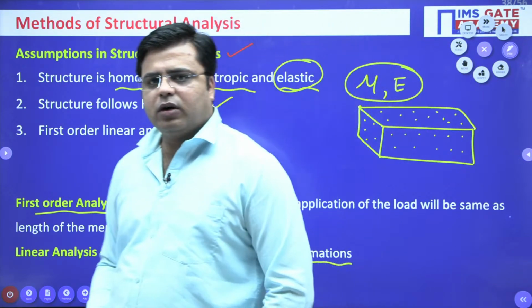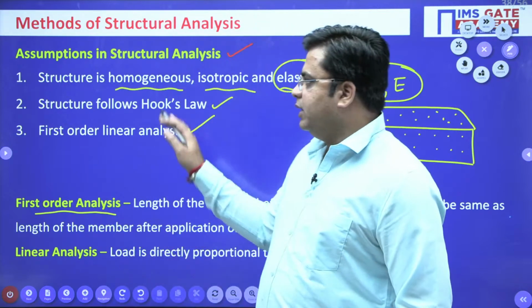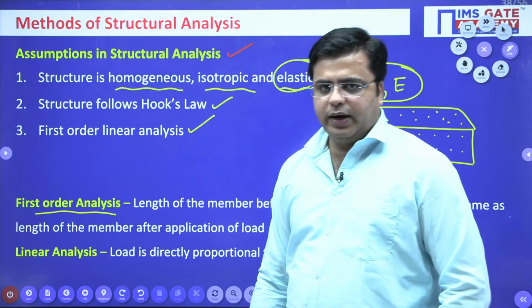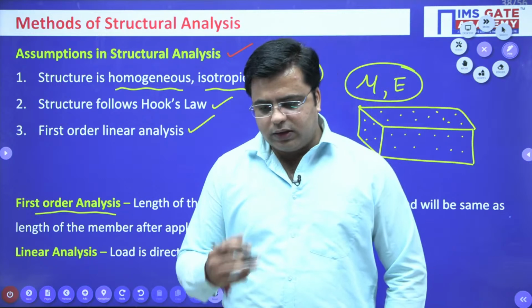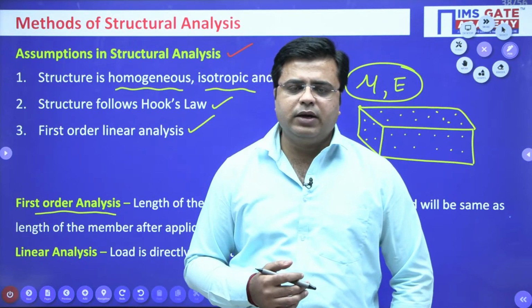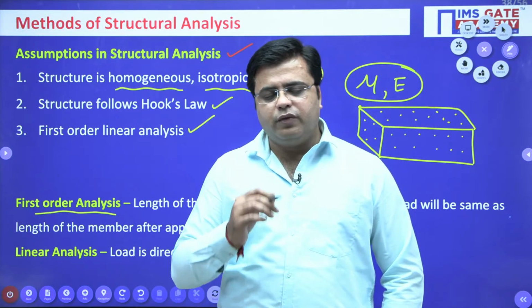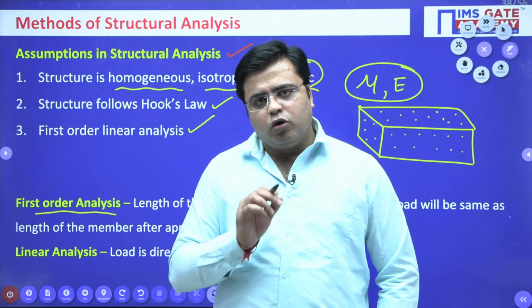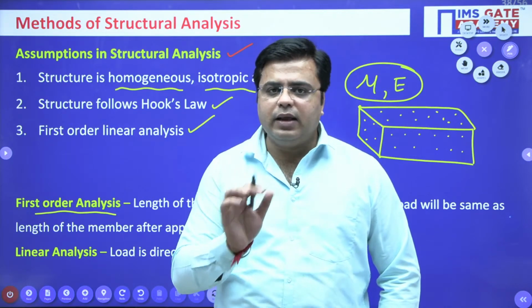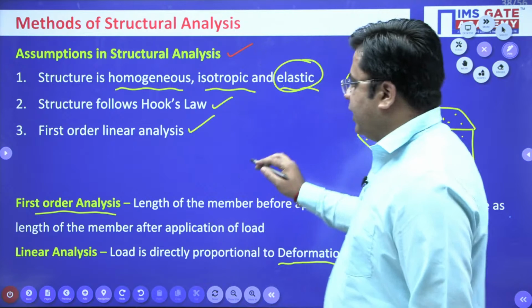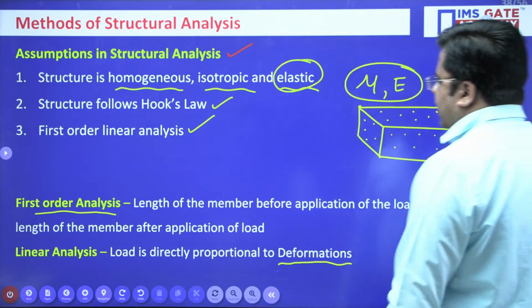So, when we talk about analyzing any structure, these three assumptions we keep in mind. We do not load the structure beyond the elastic limit, and also we consider a material to be homogeneous, isotropic and elastic. And again, it is a first order linear analysis.